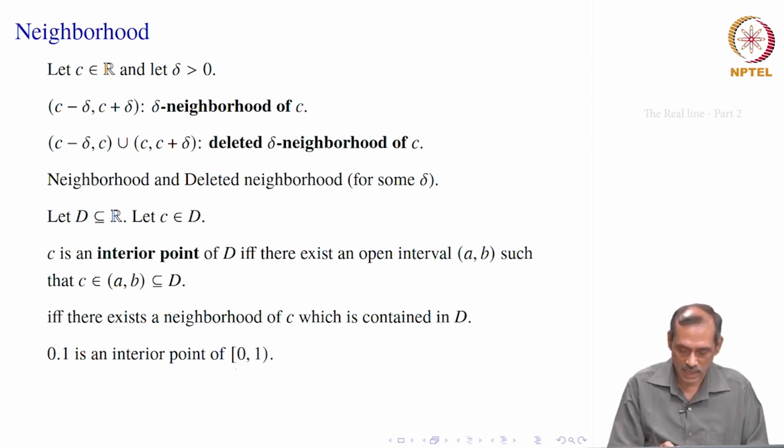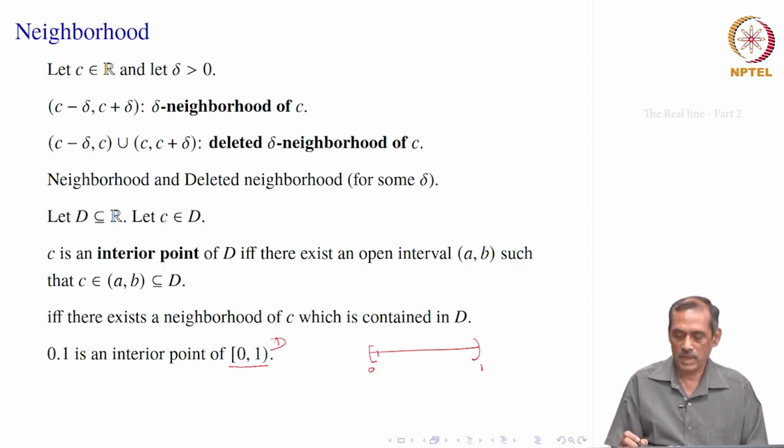Let us take an example, say I take my set D as the interval closed 0, open 1. That is my D. Then I look at the point 0.1, obviously 0.1 is there. So, this is my D, 1 is excluded, 0 is included, 0.1 is somewhere here maybe. Also that the point is an interior point of D. Why?